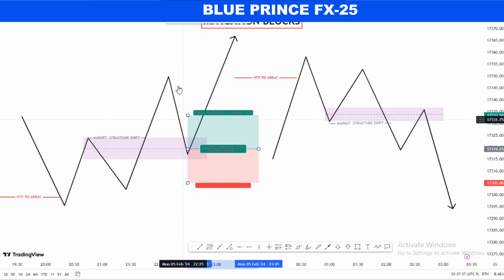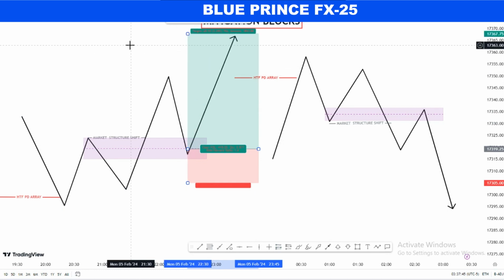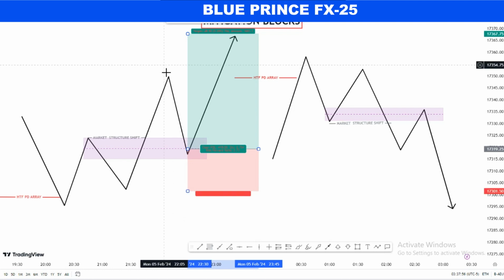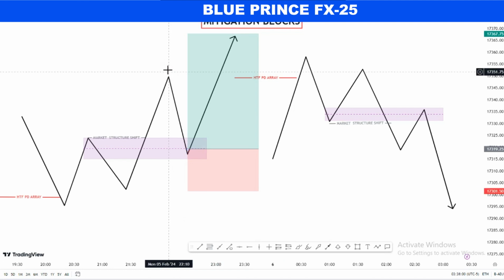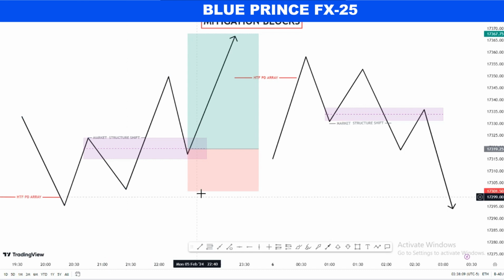For your target, you can target the first high or an old high that you have identified with your top-down analysis or your daily bias. So where do you keep your stop loss? You can keep your stop loss below this mitigation block, or for a safer option, you can put it below this low here. Because of this break of structure to the upside, the market structure shift, we know that this low is protected. That means the market has no reason to come down to this low again. So you can safely put your stop loss below here.